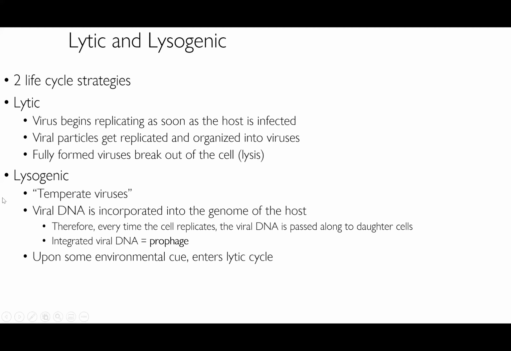So, for instance, this is how the human genome contains about 7% virus DNA. Once a virus has integrated its DNA into the host, it has then become a prophage. And then the lysogenic cycle does eventually end. Well, it doesn't always have to end, but if it does end, it's essentially some environmental cue and it enters the lytic cycle. So these two are interconnected.